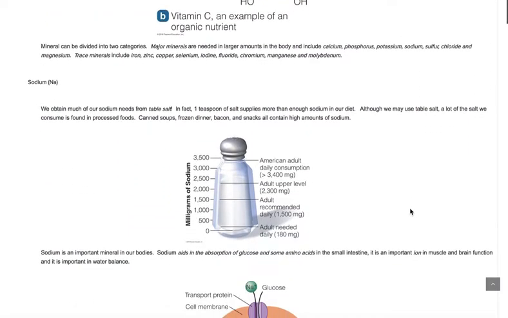So sodium, we get most of our sodium from salt, table salt, and very few people have sodium deficiency, but many of us have too much sodium. And some people are salt sensitive and some people are not salt sensitive. And the biggest thing that salt can do is affect blood pressure. So having too much salt in some people can cause blood pressure problems.